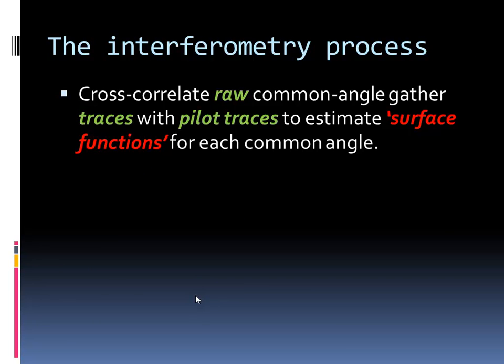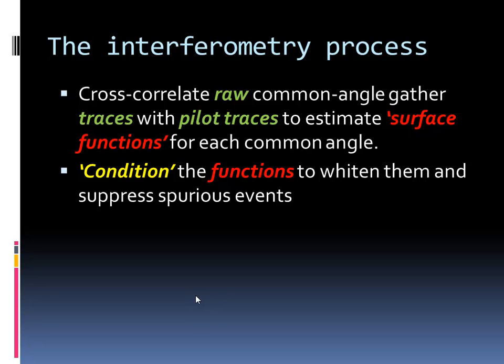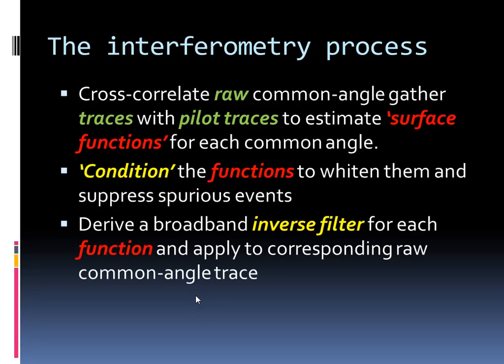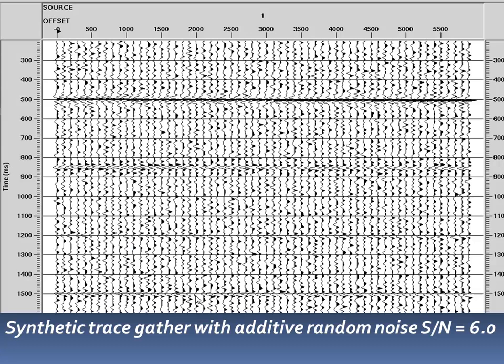Okay, the interferometry process is described by this. We cross-correlate the raw common angle gather traces with pilot traces and hence estimate the surface functions for each common angle. Now, I'm implying that the cross-correlations are basically the surface functions, and that's true. The cross-correlations are one estimate of the surface function. We actually try to improve those estimates, and I'll talk about that in a little bit. We try to improve the estimates to make them broader band and to give better results. That's what this conditioning process is. We condition those functions to whiten them and suppress spurious events. Then we derive broadband inverse filters for each function and apply them to the raw common angle traces.